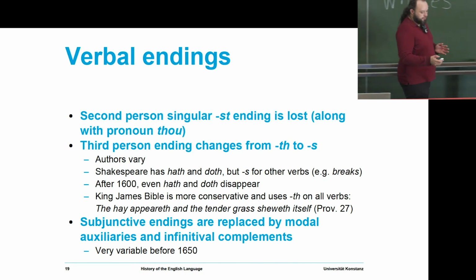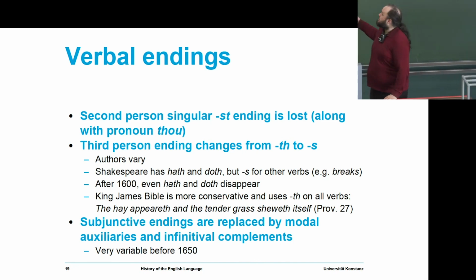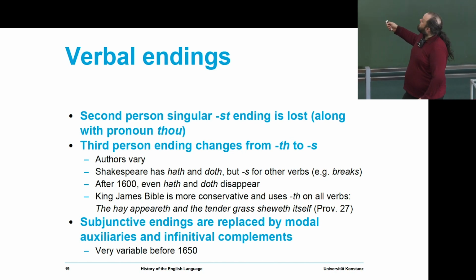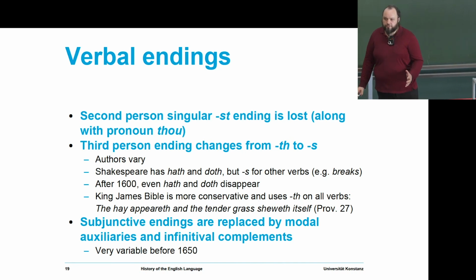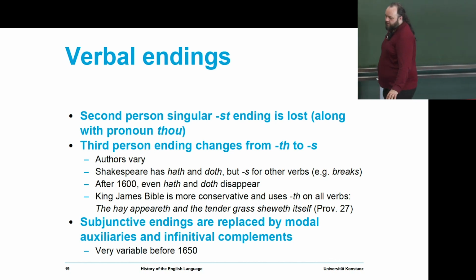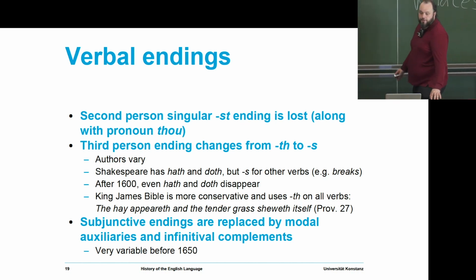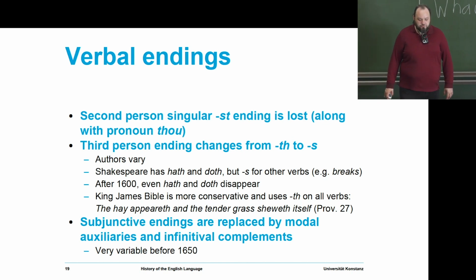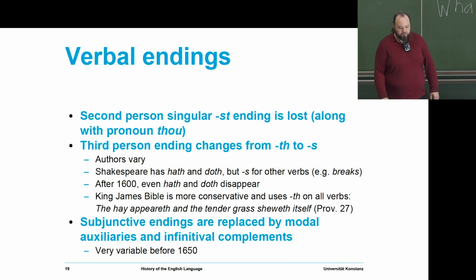Different authors use this differently. Shakespeare has a particular way of using these forms. Shakespeare uses hath and doth specifically, but generally with other verbs, he uses s. So these eth forms for Shakespeare are kind of relic forms for high-frequency verbs. The productive verbal ending for Shakespeare is an s in the third person singular. And after Shakespeare, in 1600, we find even hath and doth disappearing.